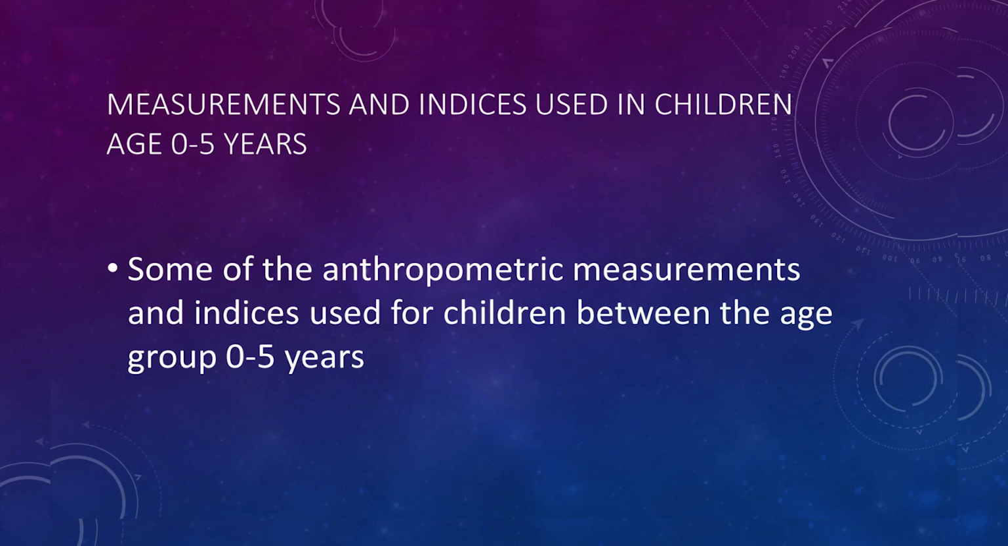Some of the anthropometric measurements and indices used for children between the age group 0 to 5 are the weighing scale. When the baby is born, on the first day, in the first few hours, the baby's weight is done.